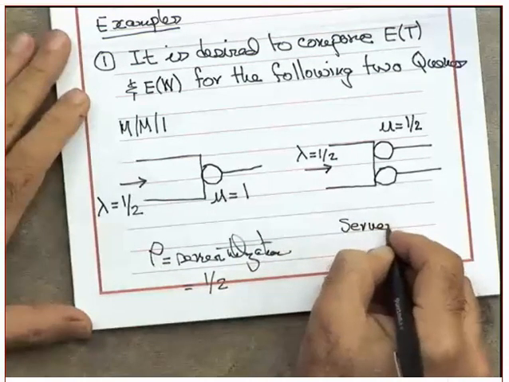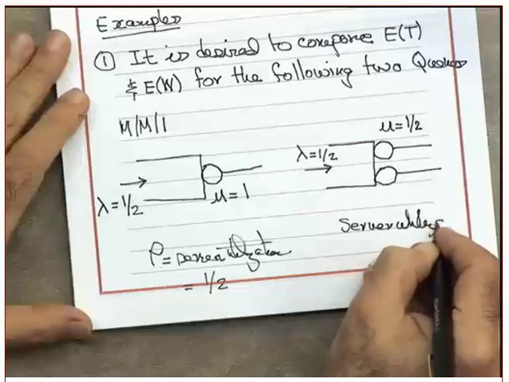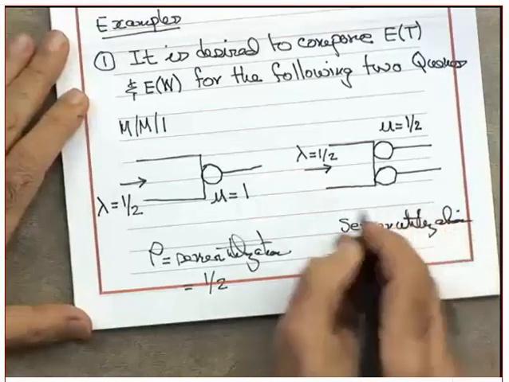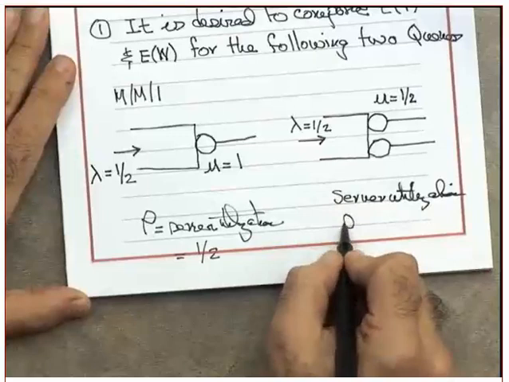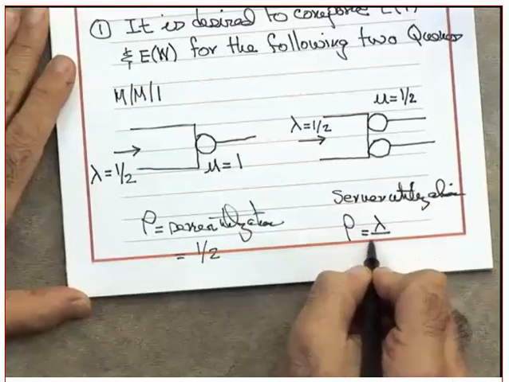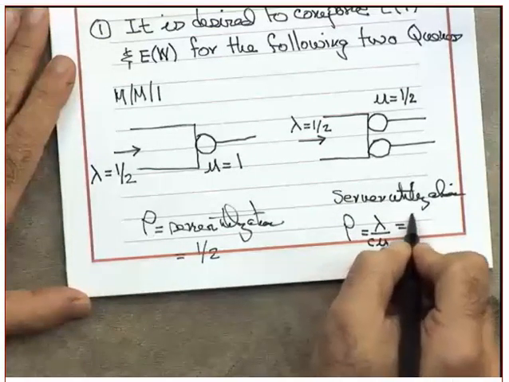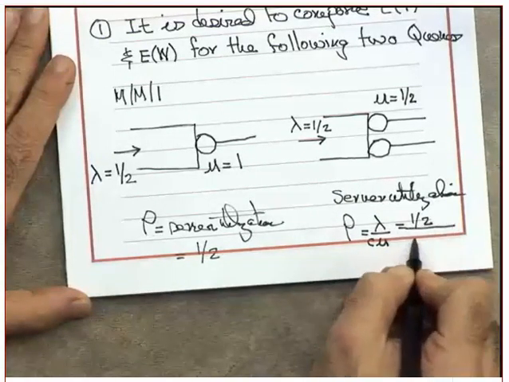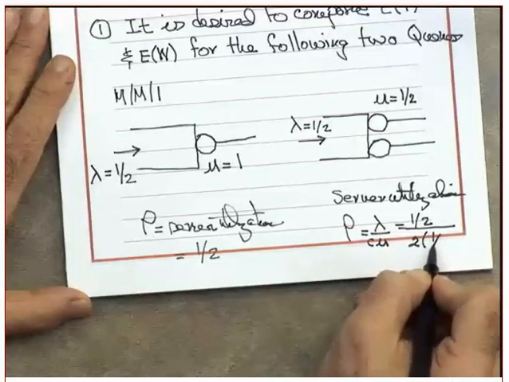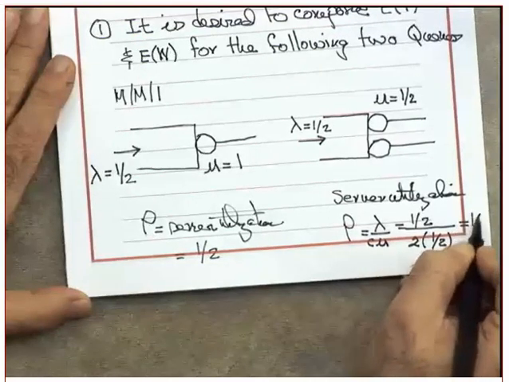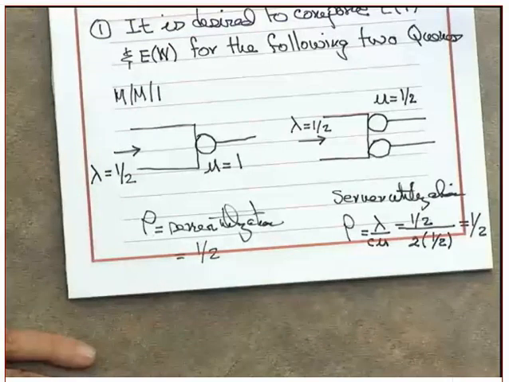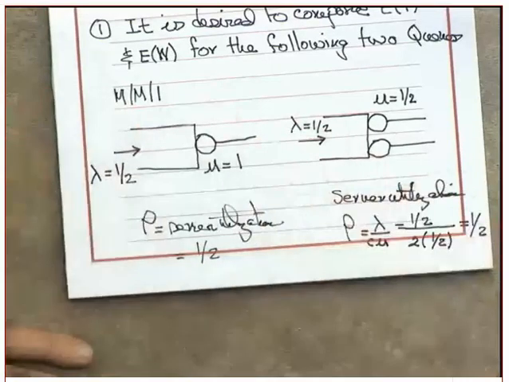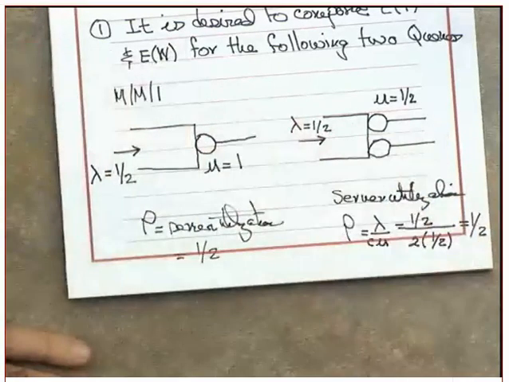Server utilization. How did you find it? What is C, by the way, in this case? C is 2. What is the server utilization? Lambda over C mu, which is 1/2 divided by 2 times 1/2, which is 1/2. Are we comparing apples with apples? We are comparing apples with apples. The server utilization is both the same.